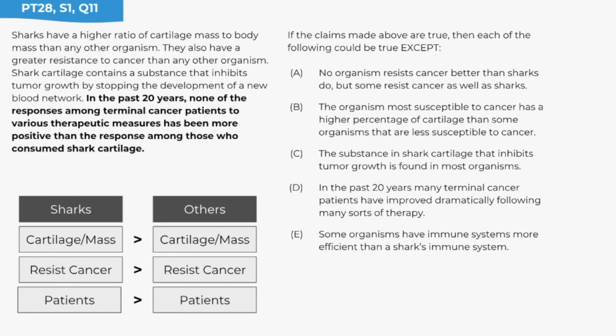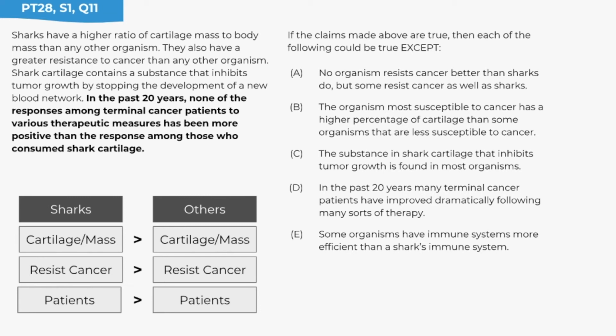And what we're looking for is an answer choice to simply contradict any one of them. So if the claims made above are true, then each of the following could be true, except. This is a must be false question. Answer choice A says that no organism resists cancer better than sharks do, but some resist cancer as well as sharks. So if we look at the second relationship between how sharks resist cancer and how other organisms resist cancer, it says that sharks have a greater resistance to cancer than any other organism.